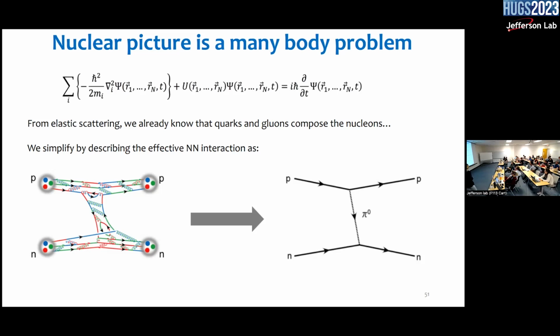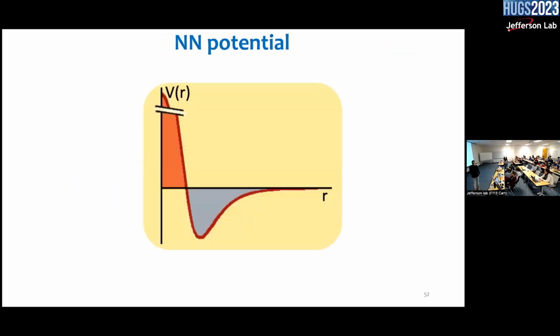Okay, so the nuclear picture is a many body problem, right? They're not sitting in the nucleus and not interacting with each other. We already know that the residual interaction is the strong force that's binding the nucleus. From elastic scattering, we already know that quarks and gluons compose the nucleons. And so we can simplify this picture by describing the effective NN interaction. We use effective interactions a lot of times to simplify things, where we just say there's a proton and neutron, they're exchanging pions, and that's how they're bound together.